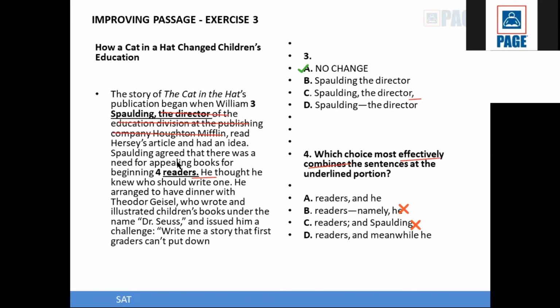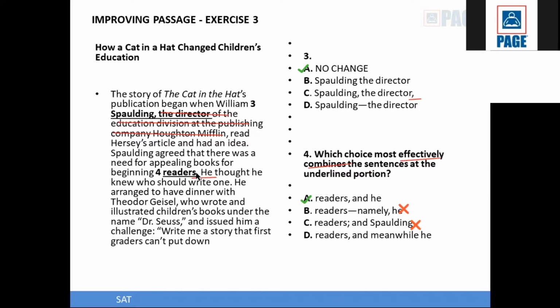And meanwhile, there is no activity. So it must be no change. They did not give no change. It's better we need to have a connecting word, so we can use and. He thought he knew who should write what. Because and meanwhile he thought he knew who should write. Meanwhile means something must have happened in the middle. Meanwhile means after some time. There is no time gap. There is no other activity. There is no period of time which is mentioned there. So this would be the best option.